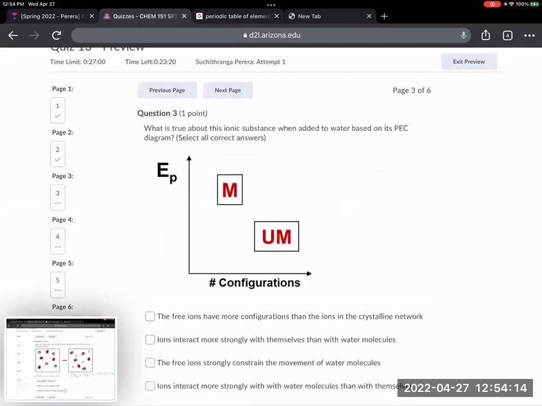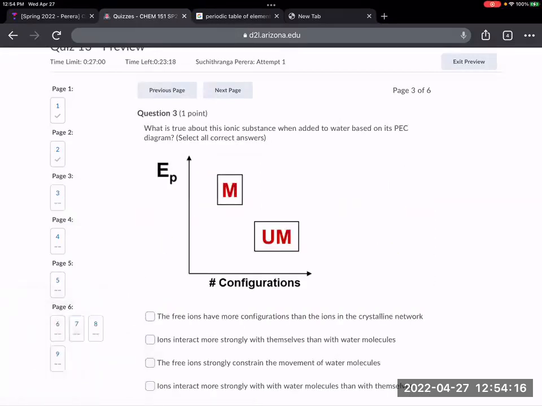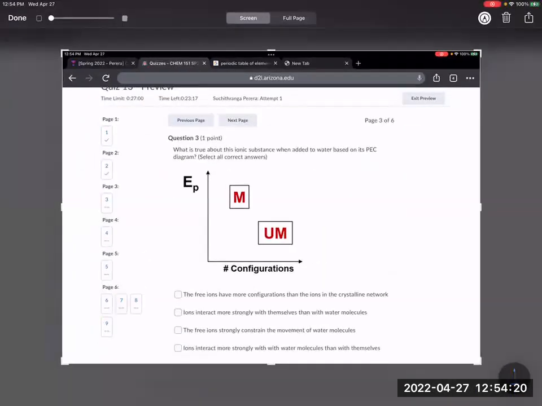Moving on, we are given a PEG diagram and then asked a bunch of questions. Let's see how to deal with this. What is true about the ionic substance when added to water based on its PEG diagram? You can see that the unmixed state has a lower potential energy in general, and one number of configurations, that is going to be always insoluble, because the unmixed state is favored by both potential energy and the number of configurations.